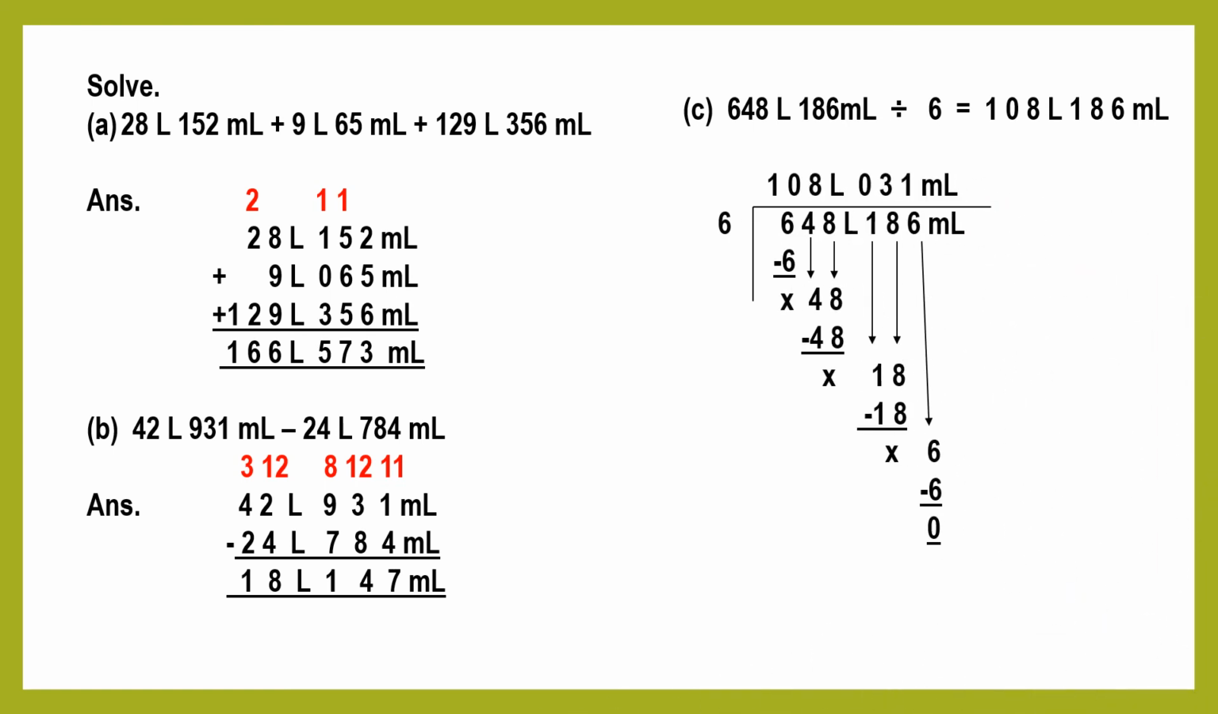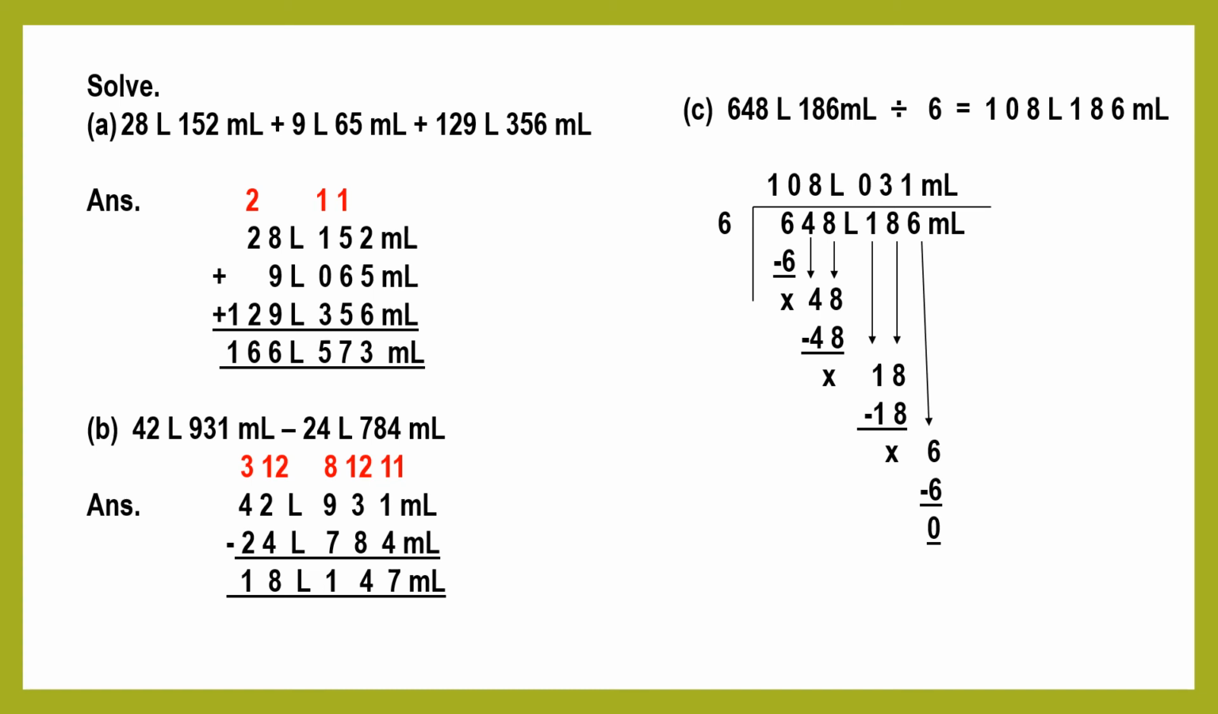186 milliliter divide by 6. Now your dividend is 648 liter 186 milliliter. Whatever the number is written earlier, that you have to take as a dividend. Then after that divide sign is there, and then whatever the number is there, that is your divisor. Then 6 is your divisor here. Now start dividing. The first number is 6.